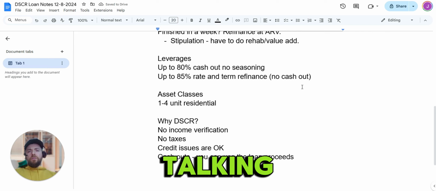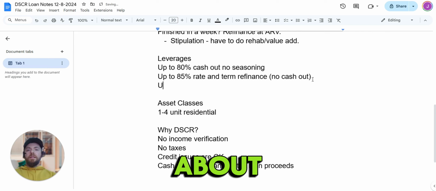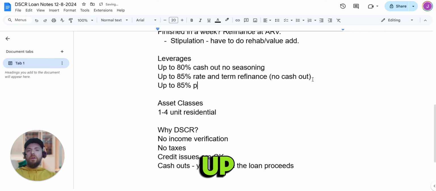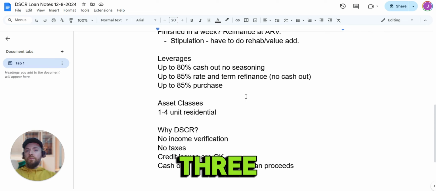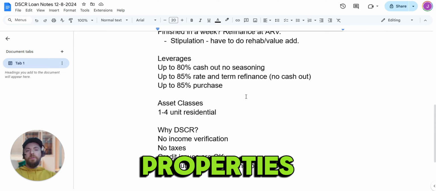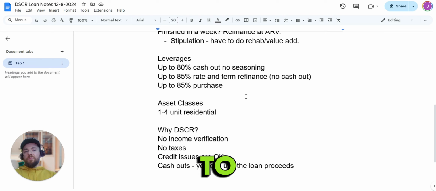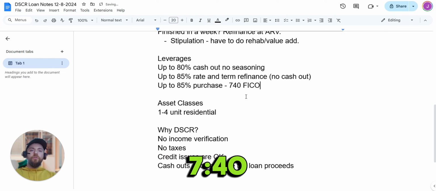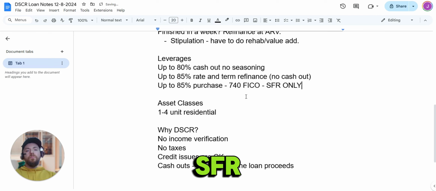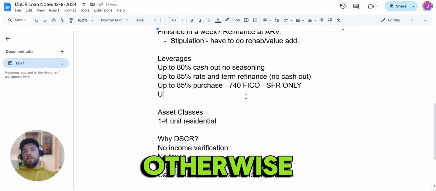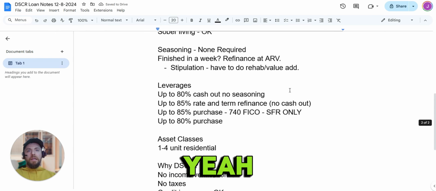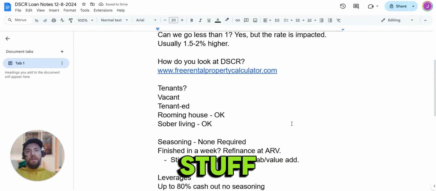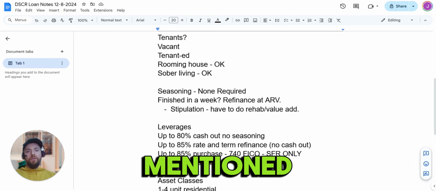And I know we're talking a lot about refinance here, but I'll add this back up top again, off the cuff. For DSCR, if you're an experienced investor, which means you own at least 3 rental properties or 3 investment properties, we'll go up to 85% of purchase. You need a 740 FICO for that, and that's SFR only. Otherwise, 80% purchase. A lot of this stuff is still the same here, but I just mentioned refinances.